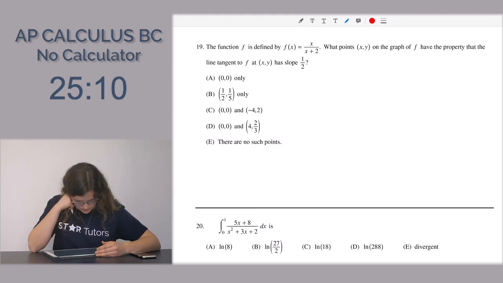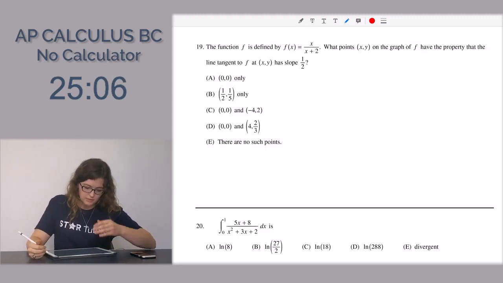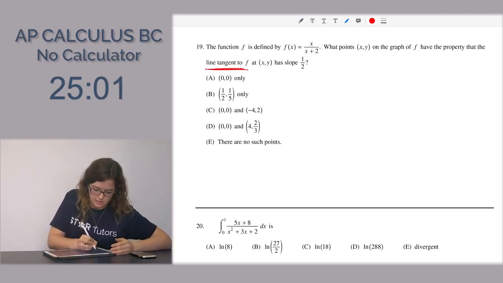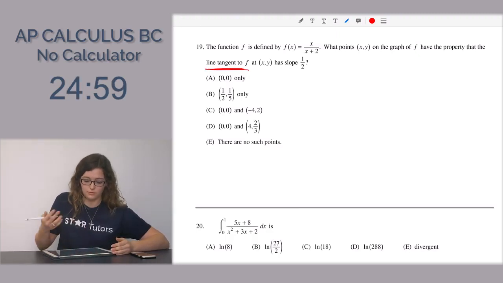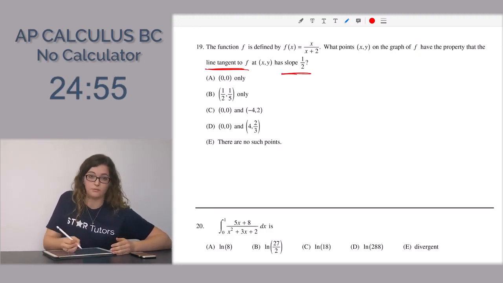19. If f is defined by this function, what points x, y in the graph of f have the property that the line tangent to f has a slope of 1/2? Okay, the line tangent is going to have the same slope as the derivative there, so I need to find the derivative of the function and find where the derivative is 1/2.